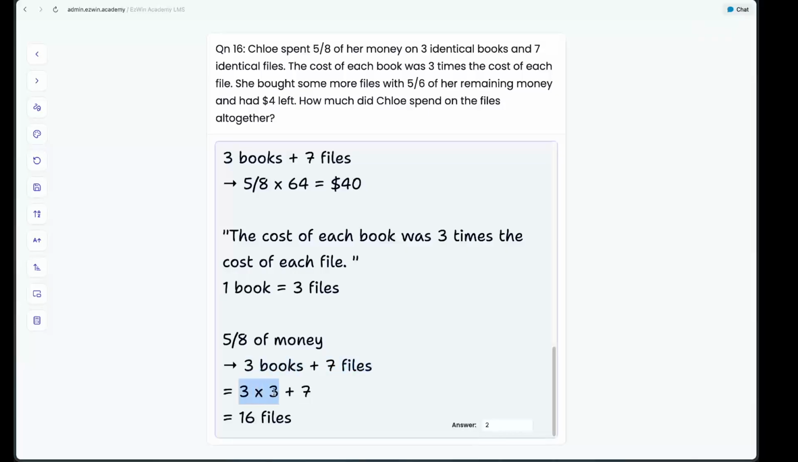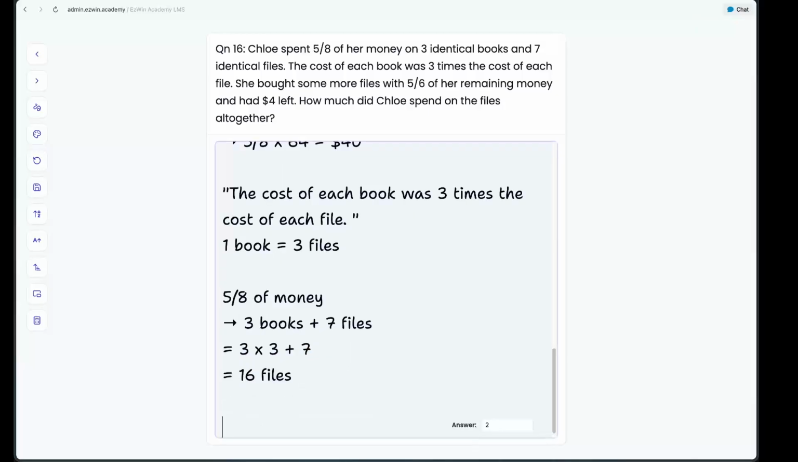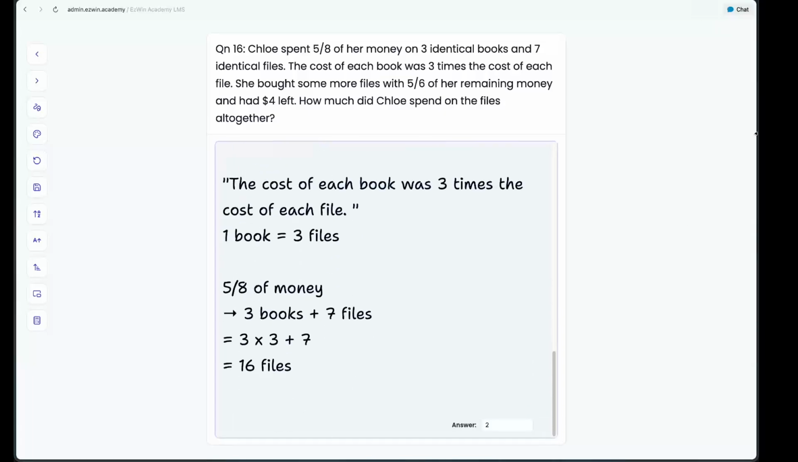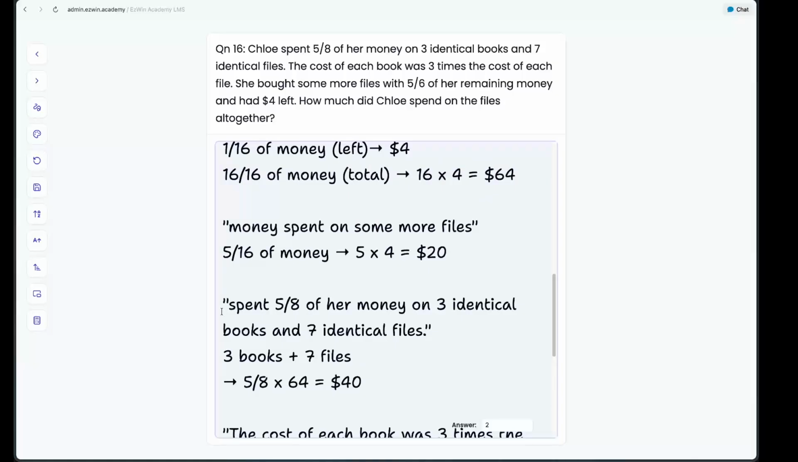So 3 books, 1 book is 3 files. Total will be 16 files. Do we know the amount of money spent on the 16 files equivalent? Yes, it is $40 as what we have calculated over here.